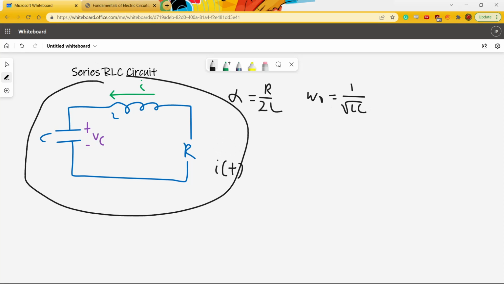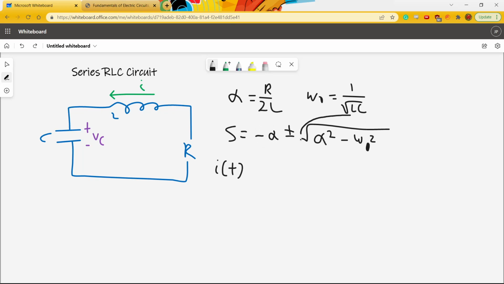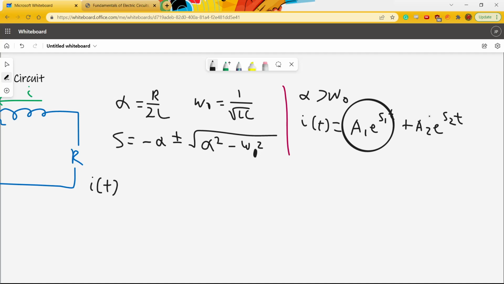And when you solve this circuit for its special differential equation, the roots of the characteristic equation for that differential equation will be negative alpha plus or minus the square root of alpha squared minus omega naught squared. This leads to three possible solutions. If alpha is greater than omega naught, then the term inside this square root will be positive and real, and I of t will take the following form. A1 e to the s1t plus A2 e to the s2t, where s1 and s2 are this root, but you take the positive or the negative version of the root.